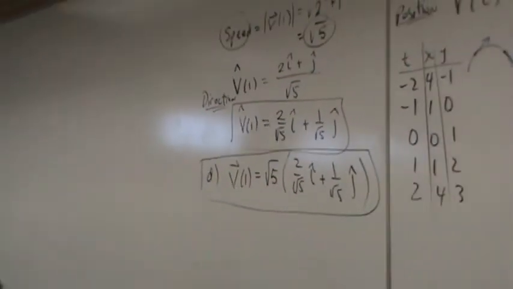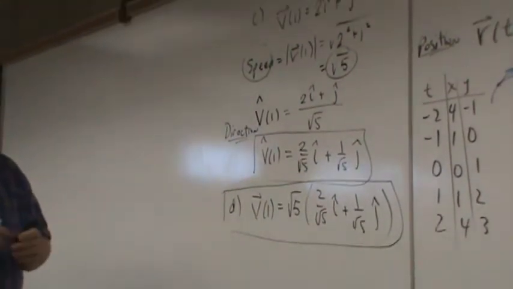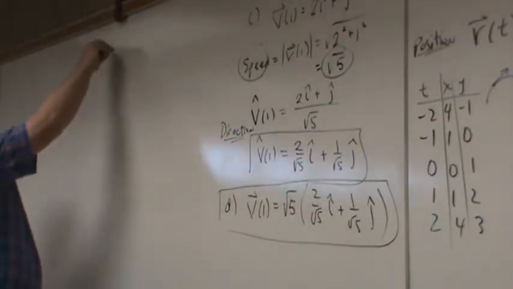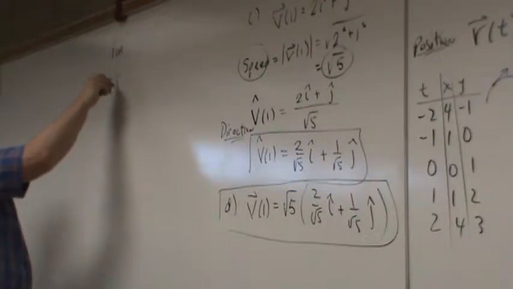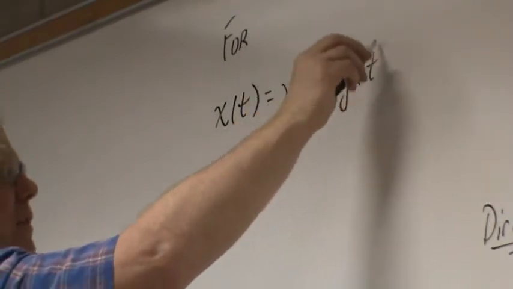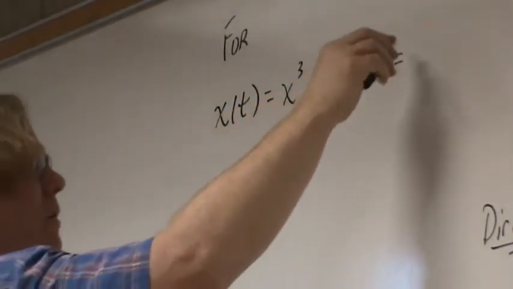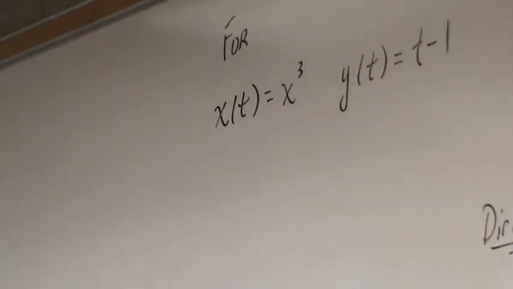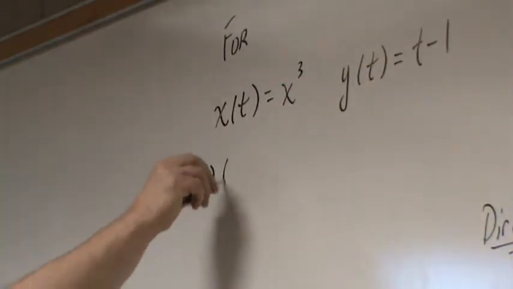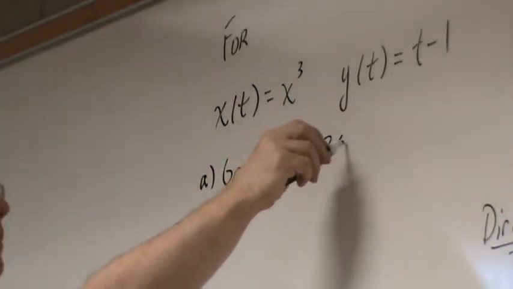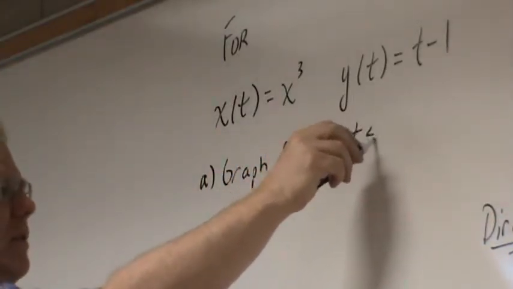Okay, well, it's time for you guys to do a problem like this. Here it comes. For x of t equals t to the third power and y of t equals t minus 1, graph for negative 2 less than or equal to t, less than or equal to 2.